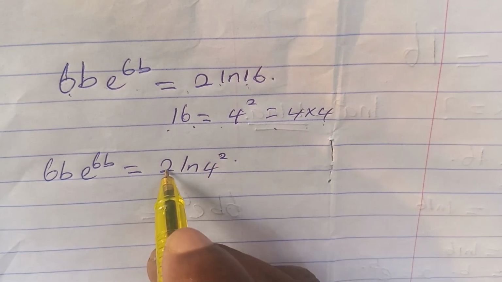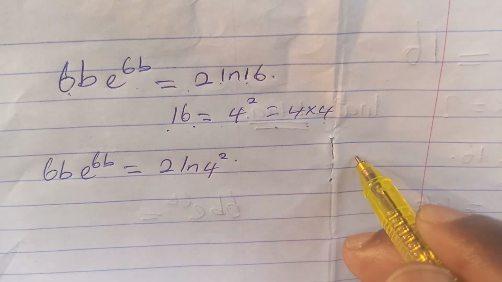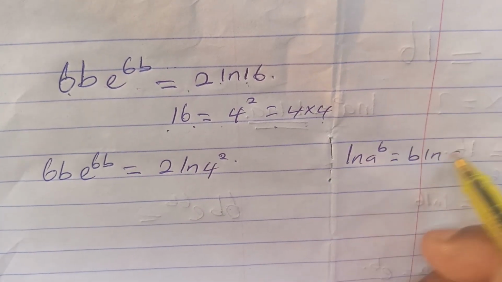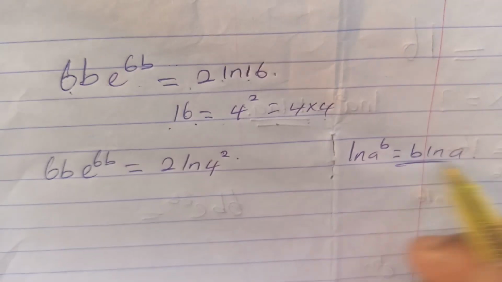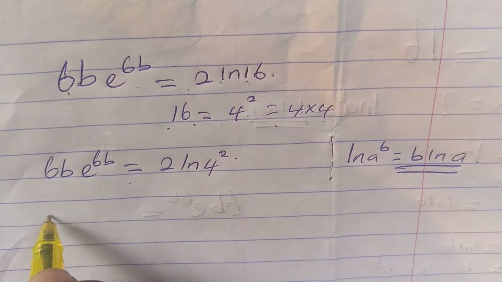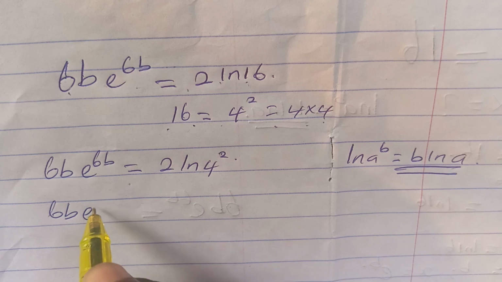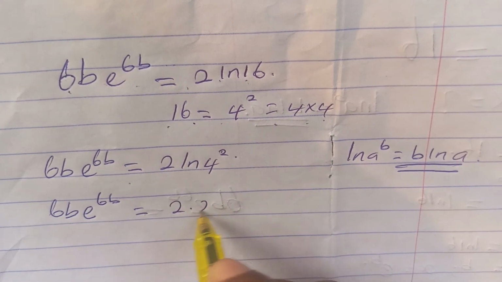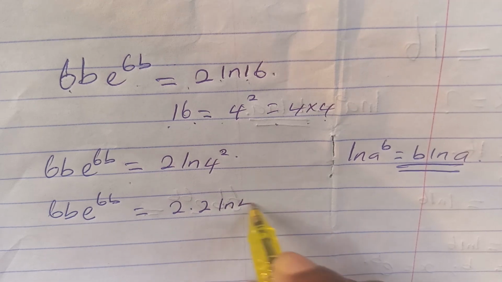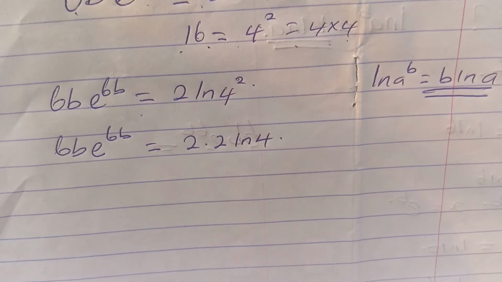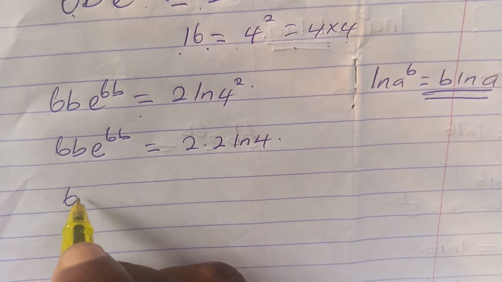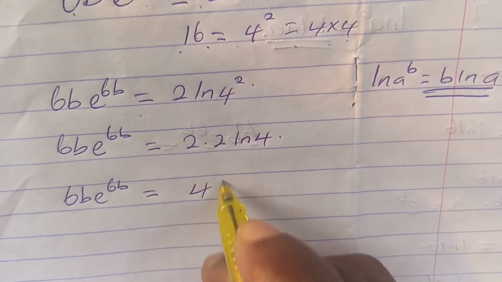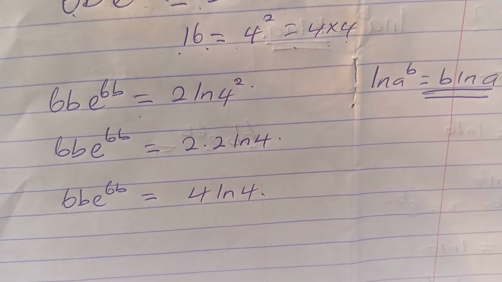Recall this exponent will go to the front, right? From the basic rule which says ln a to the b is also equal to b ln a. So if we apply this rule here, we have 6b exponential 6b is equal to 2 times 2 ln 4. So we now have 6b exponential 6b is equal to 4 ln 4.